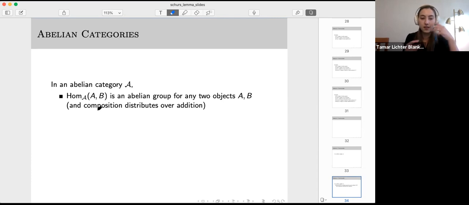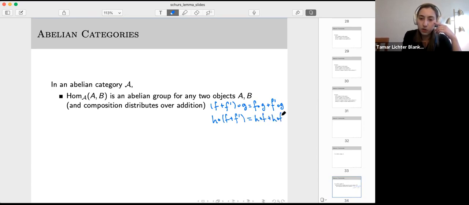So you can think of it as the abelian group structure being compatible in this particular way, where if you take f plus f prime, which is the addition in Hom(A, B), and you compose with some g, where g is, I don't know, from Z to A or whatever, this is f compose g plus f prime compose g. And similarly, h compose (f plus f prime) is h compose f plus h compose f prime. So this is a very logical abelian group structure.